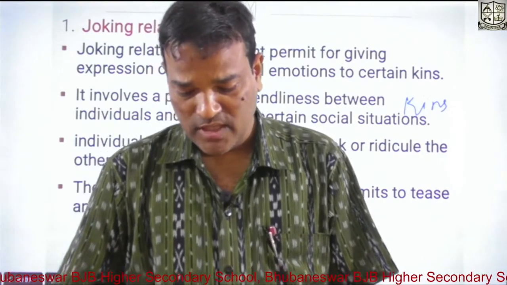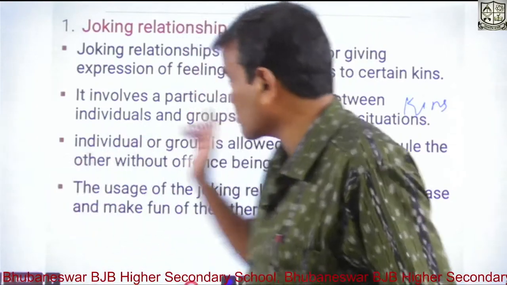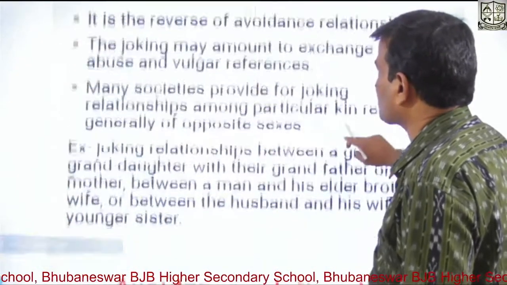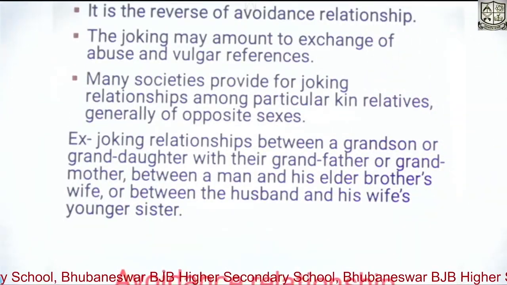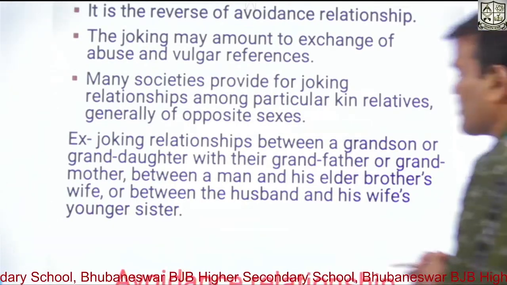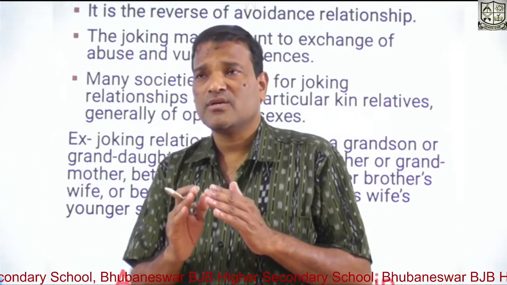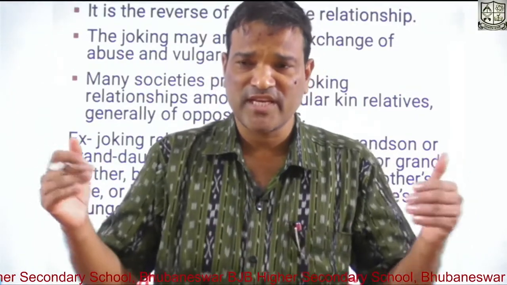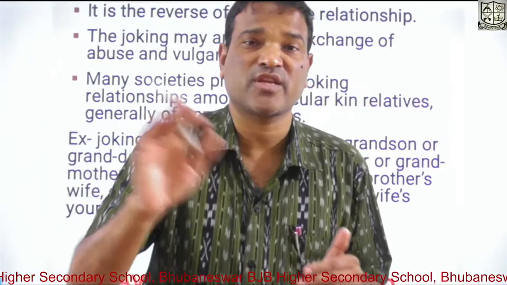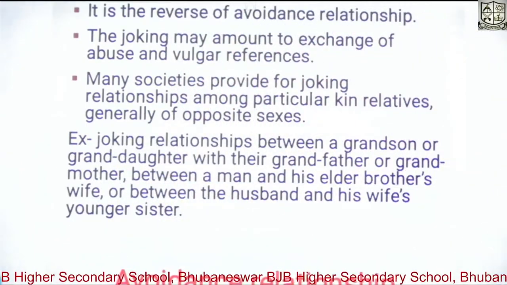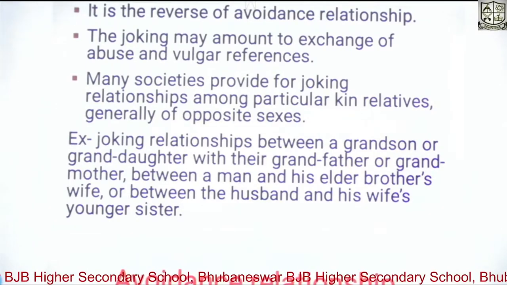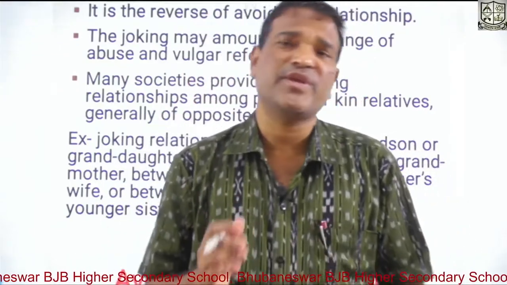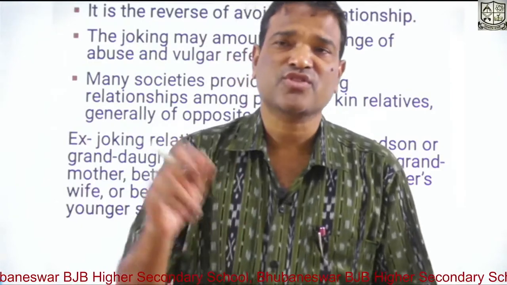Radcliffe Brown studied this joking relationship. It is just the reverse of the avoidance relationship, just opposite to it. In the avoidance relationship there is social distance between the kin, but in the joking relationship there is social and personal interaction with one another as per their cultural norm. The joking may amount to an exchange of abuse and vulgar references. Sometimes it has been observed that vulgar references and abusive words can also be used for a particular kin in different social interactions.